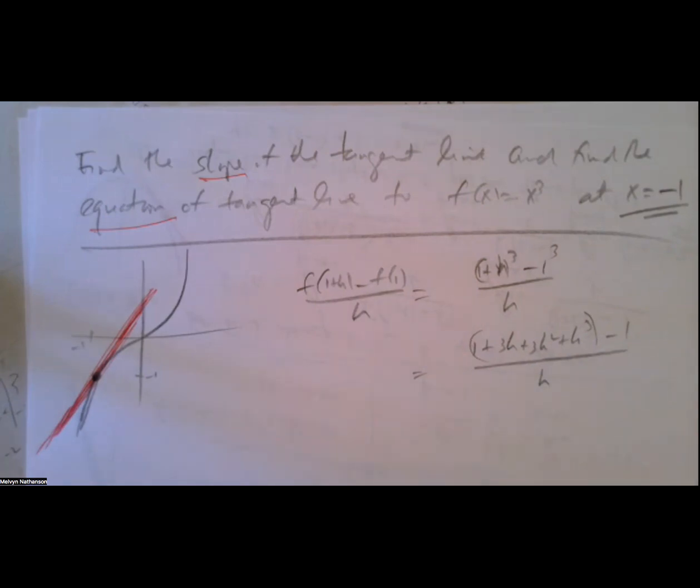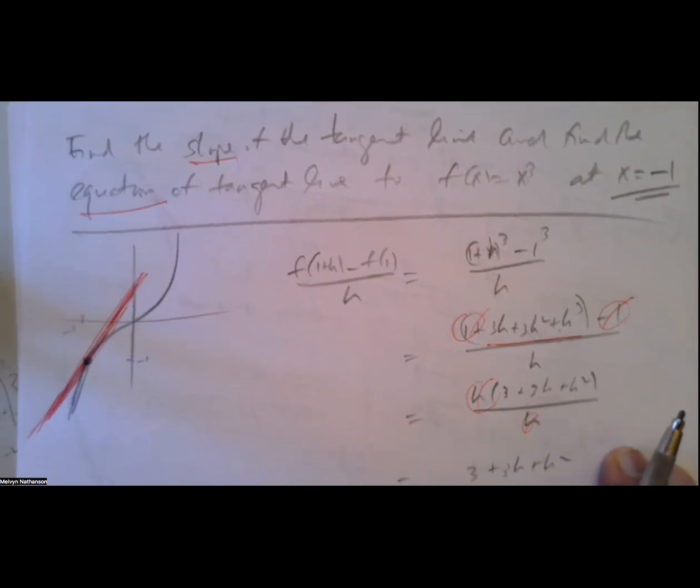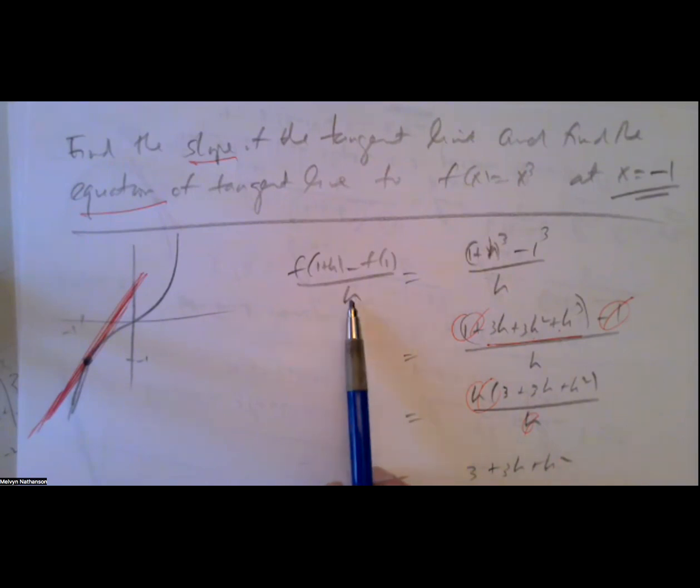So in this, the plus 1 and the minus 1 cancel. So I'm left with these three terms, and there's an h in each of them. So I can factor out the h in this numerator. I get h times 3 plus 3h plus h squared over h. And now the h's cancel, and I'm left with just this polynomial 3 plus 3h plus h squared. So if I take f of 1 plus h minus f of 1 divided by h, and I do the algebra and simplify, I just get this quadratic polynomial in h.